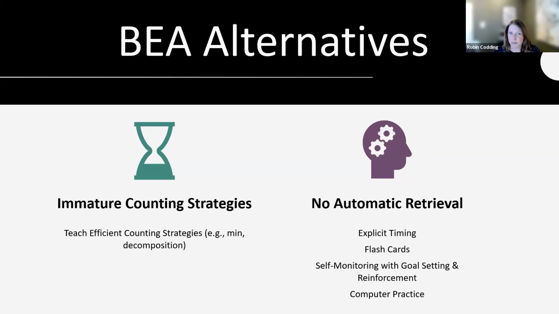Okay, so which of these things work better for these students? Is it explicit timing, flashcards? Is it self-monitoring with goal setting and reinforcement, or computer-based practice? So there's lots of different ways that you could trial different instructional strategies to see what works best for students, that line up with the reason why students might not be responding to that intervention.